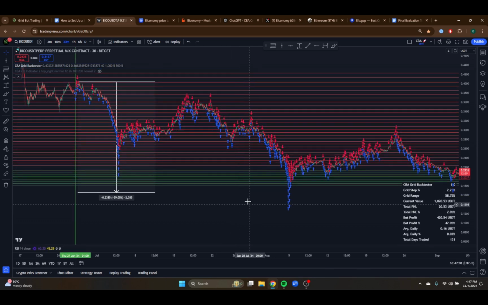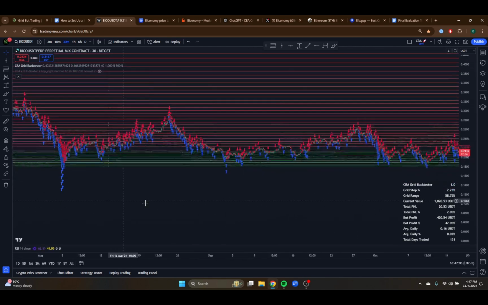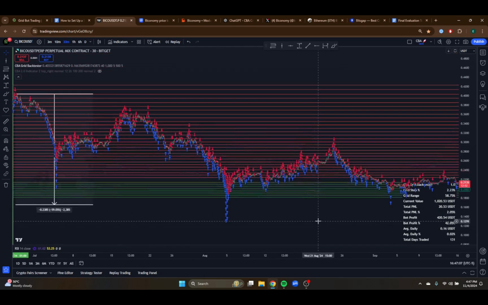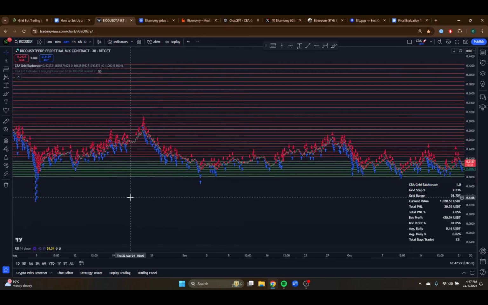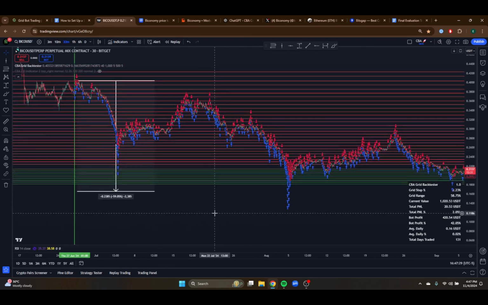There you go, 60. So you can see 60% grid range is going to be the grid range we need to survive a downturn. Now, guys, I know 2% PNL is not attractive. I get it. But this is taking into consideration a downtrend of 60%. Right? It's not taking into consideration only sideways movement. We're only testing the downtrend.